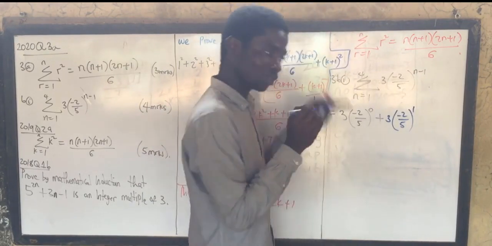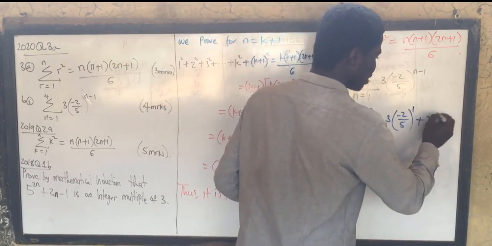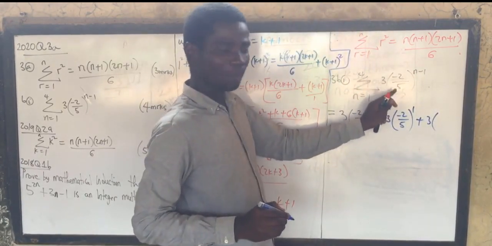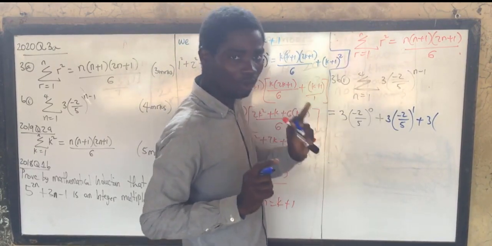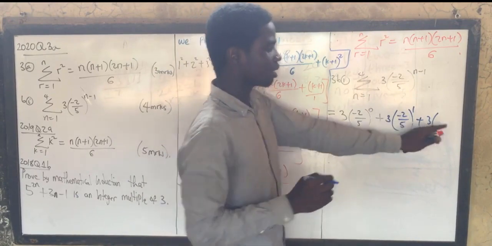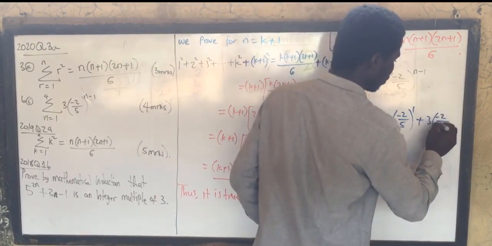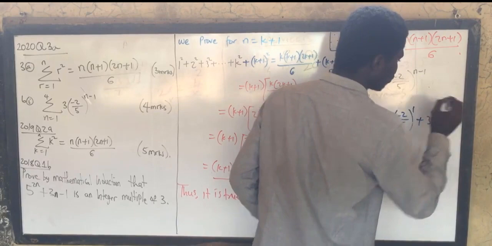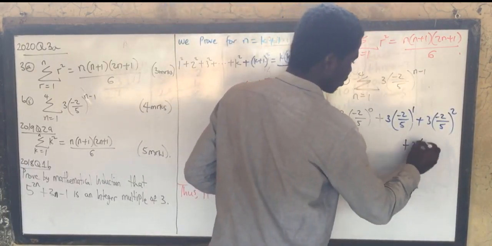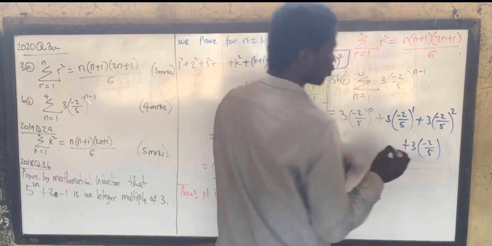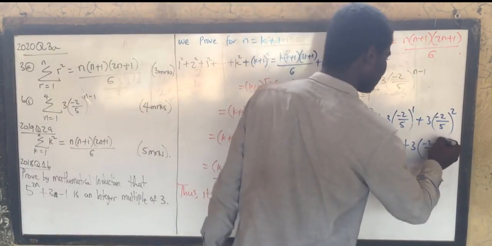So that's for n equal to the next one, 3. This is plus 3. You can see it is what is in front. Right now I'm just changing n, and I started from 1 and I will stop at 4. So I've done for 1, 2. The next one is still minus 2 over 5 raised to power 2, because 3 minus 1 is 2. Then lastly plus 3 minus 2 over 5 raised to power 4 minus 1, 3.